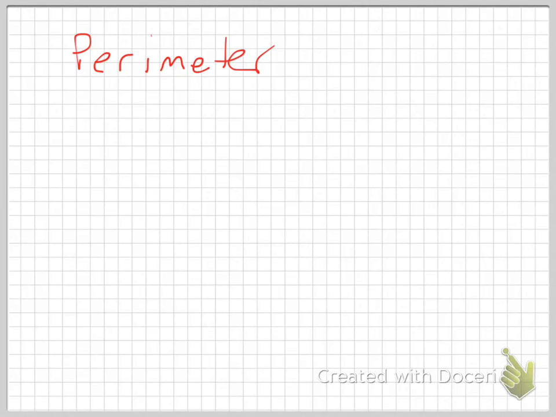The perimeter of this table is, if I took a string around the table and put it around the top of the table, how long would the string be? The outside edge, the total distance around. That's what perimeter is. What's the difference between the perimeter and the area of something? What is the area of something?